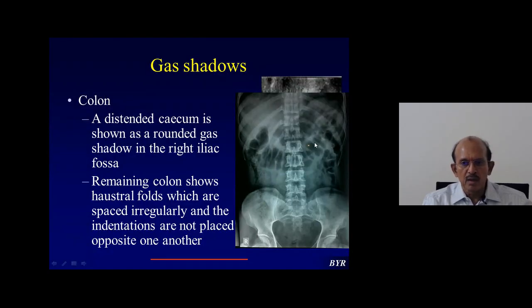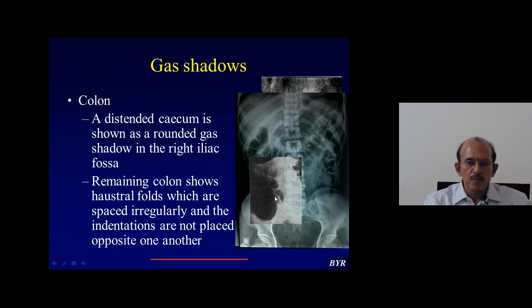So you can see clearly here, this is the haustra. This is the haustra. Centrally you can see the air shadow. So this is a transverse colon shadow. You can see here, this is another film. This is the cecum. Cecum is showing as a rounded shadow.